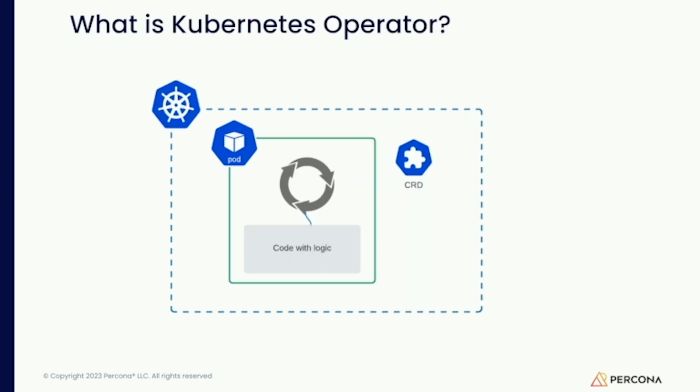So what is a Kubernetes operator? A Kubernetes operator is, well, basically two things. One, it's an application that actually runs in Kubernetes in a container. It will be always there. But it's also a custom resource definition. And a custom resource definition is basically an extension of the Kubernetes API.